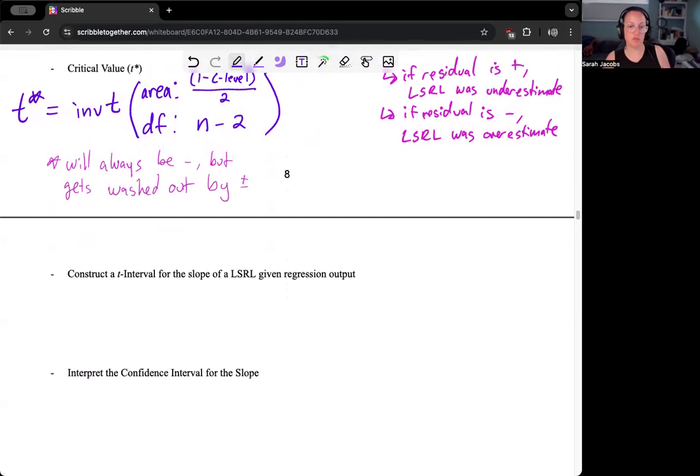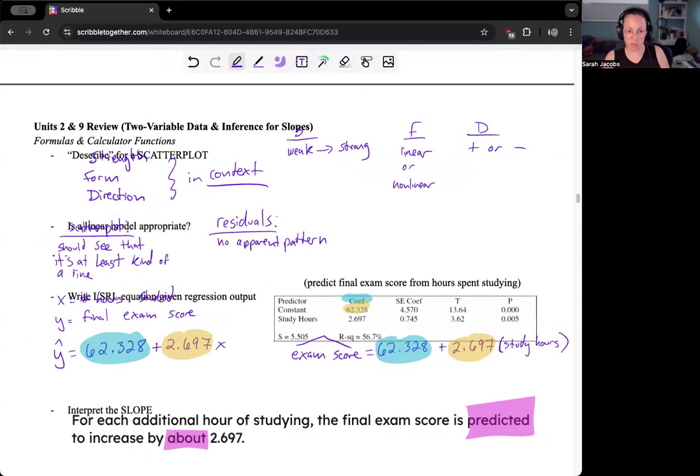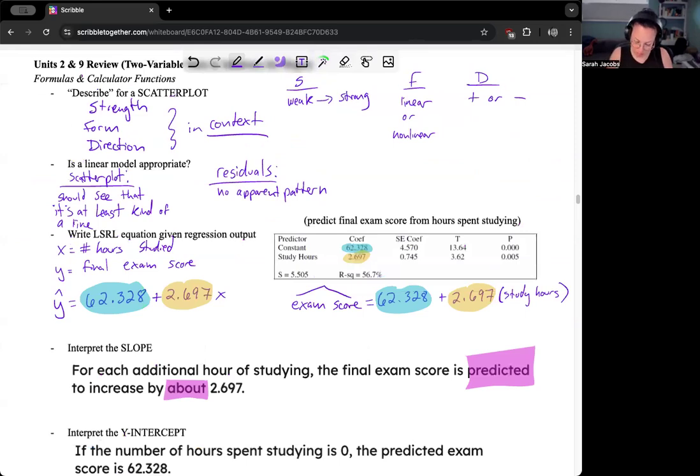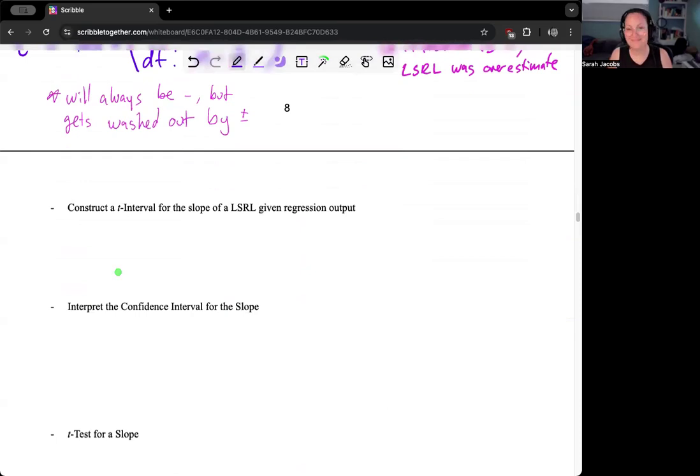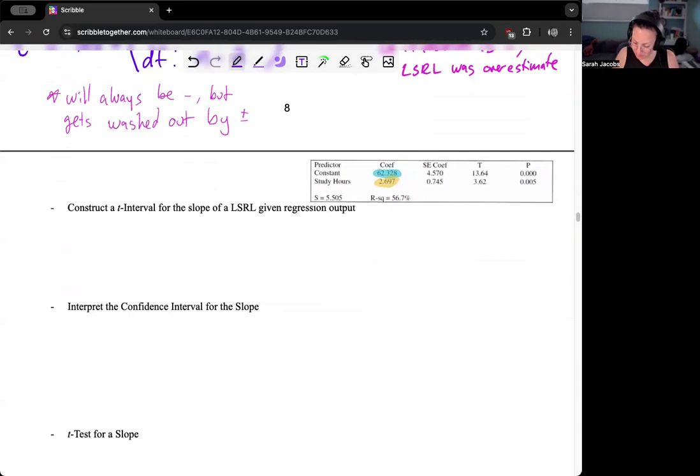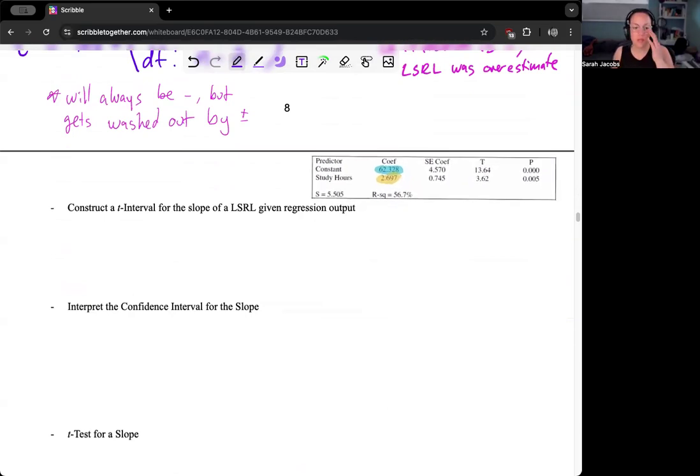Next, construct a T-interval for the slope of an LSRL given a regression output. Okay, so we're going to use this regression output up here. And actually, I'm just going to screenshot that and bring that regression output down to us. You can flip back and forth. You can copy the values down. Whatever makes you happy. Except not doing it. Okay. So here's our regression output again.